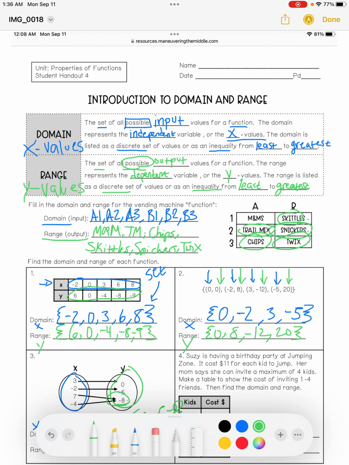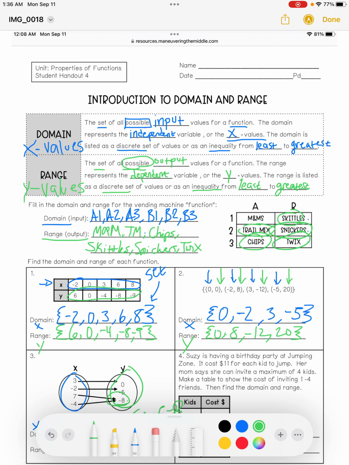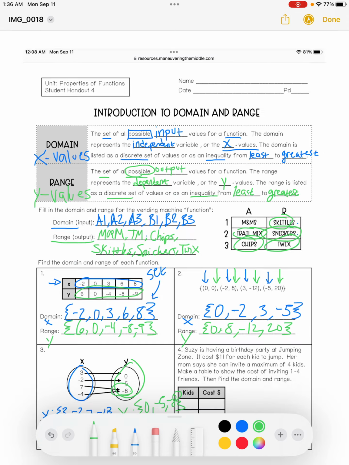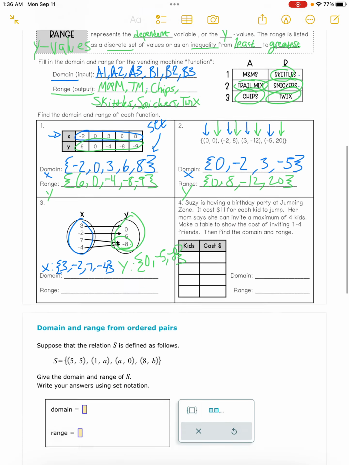Can I zoom out? It's being difficult. We'll skip 4 because it's being difficult and your assignment doesn't have that anyway. So, zoom out of that real quick.